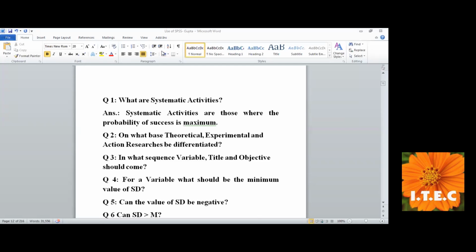Divya, sustainability is a variable. But when you write your objective and title, then you will decide how you will assess sustainability. It is the tool which will decide whether it is a continuous variable or a discontinuous variable. But sustainability is a variable.